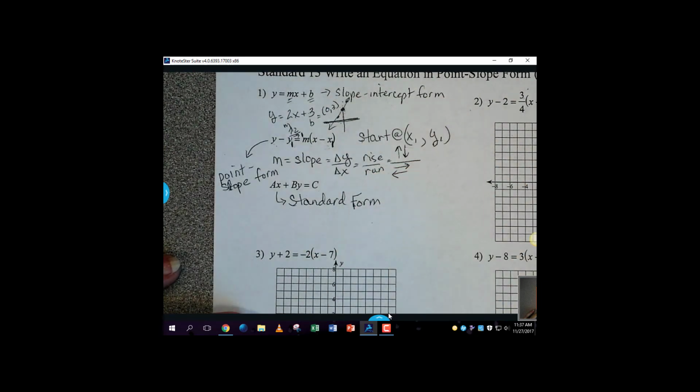And we've also learned how to graph the standard form so far by solving for y and turning it into slope-intercept form. There is another way that we will learn how to do that.